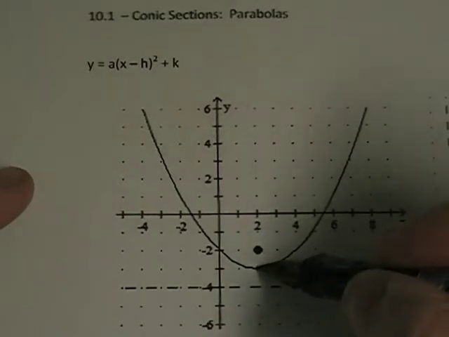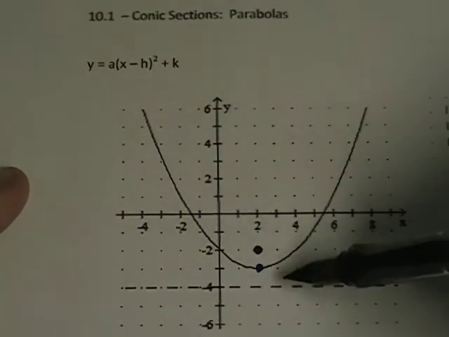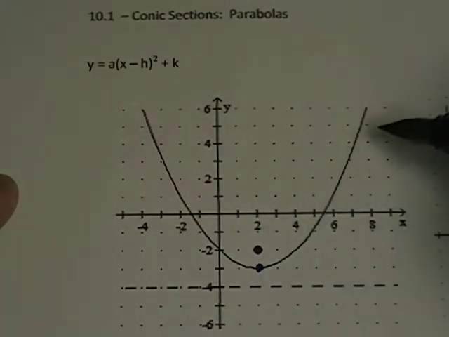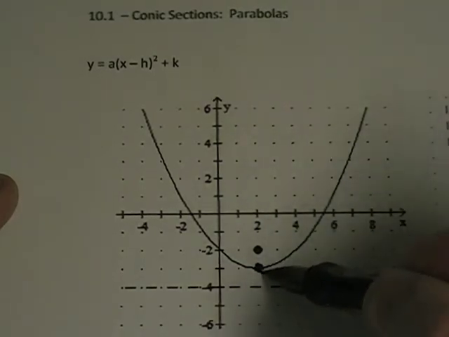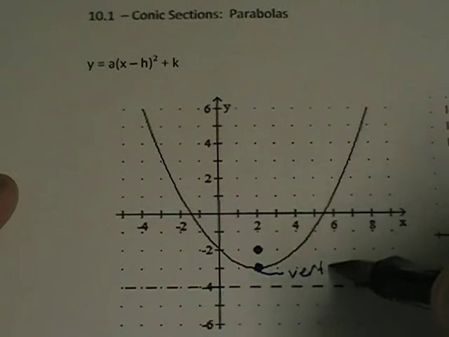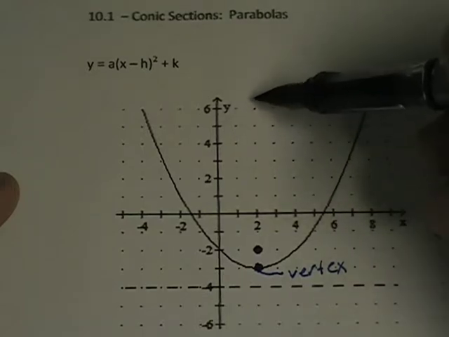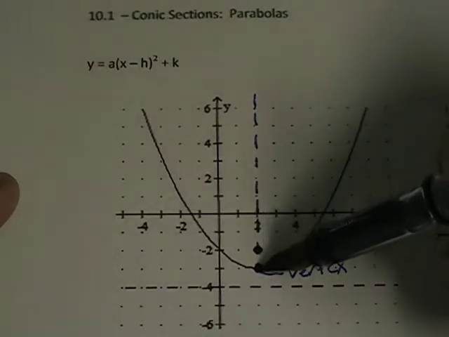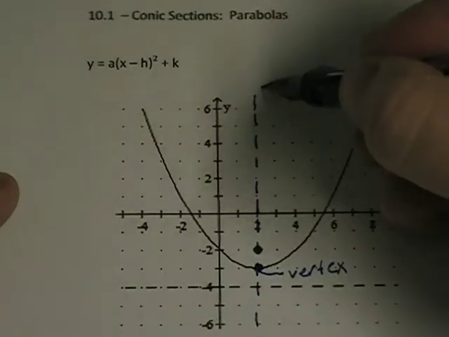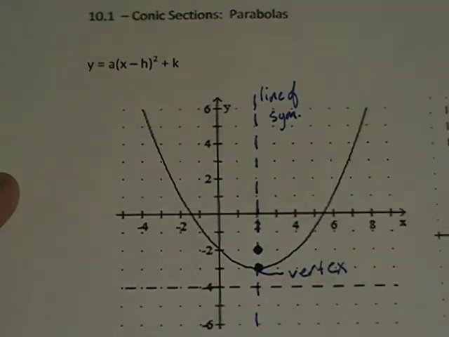So the vertex of a parabola is where this thing goes from a downward and transitions to an upward graph. Okay, it's a transition point for this graph. So this point here would be called the vertex. Okay, and the vertex of the parabola has a line that goes through it, and that line is called the line of symmetry. Okay, so the vertex of the parabola will always have a line that goes through it. That is the line of symmetry.